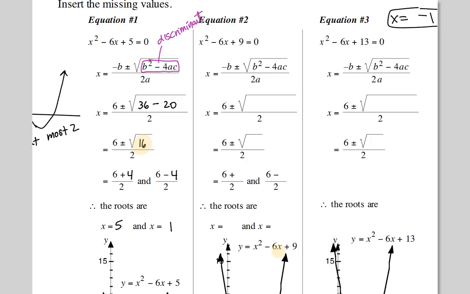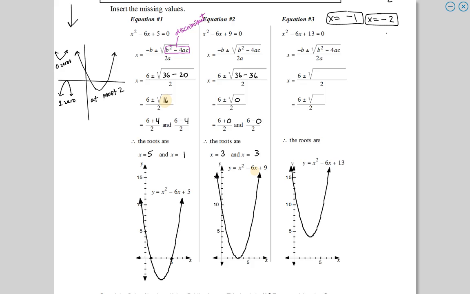Let's take a look at the next discriminant. B squared would be 36 again, minus 4 times 1 times 9, 36. So 36 minus 36 is 0. Square root of 0 is positive 0, negative 0. So it's 6 over 2 is 3, and 6 over 2 is 3. What happened? Touched once. So you can see it touches once.